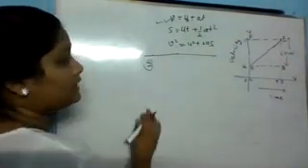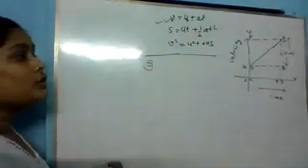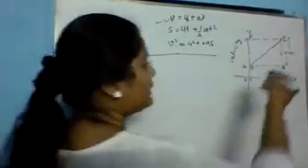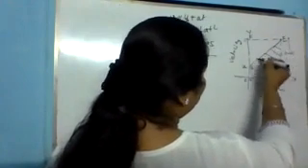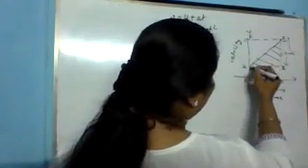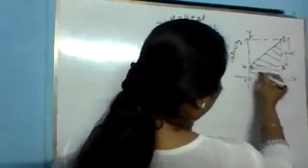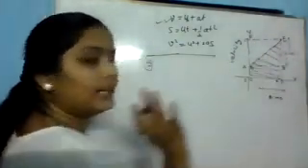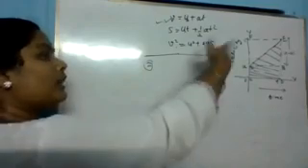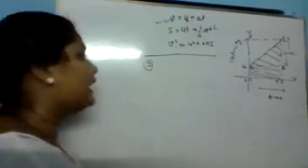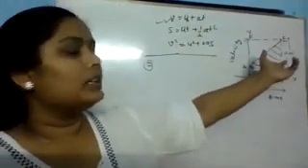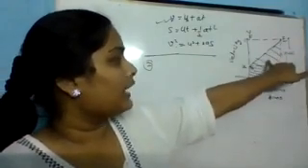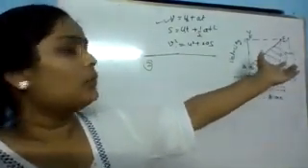Now come to the second equation. We have to find out the displacement. So with the help of the velocity time graph, we can also find out the displacement. For that, we have to find out the area covered by the graph. Now, this looks like a trapezium, right? You can use the formula of trapezium, or you can use the area of triangle plus area of rectangle. I think that will be easier.